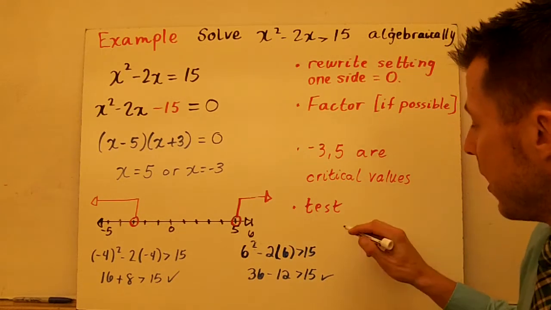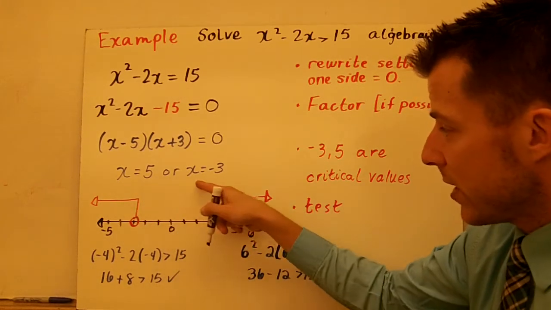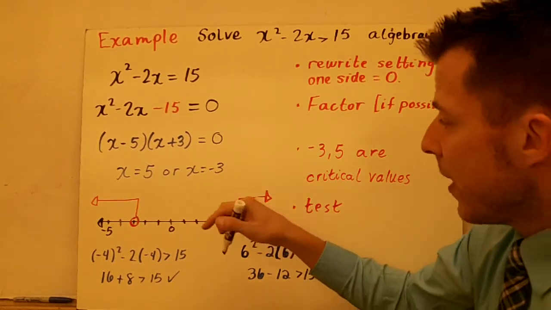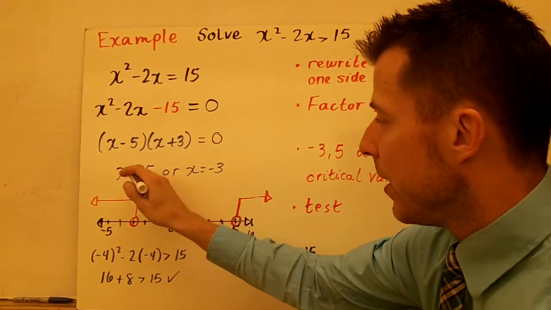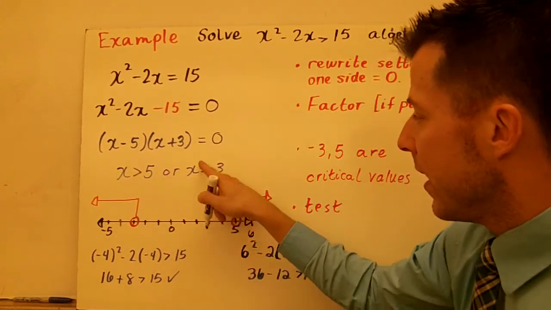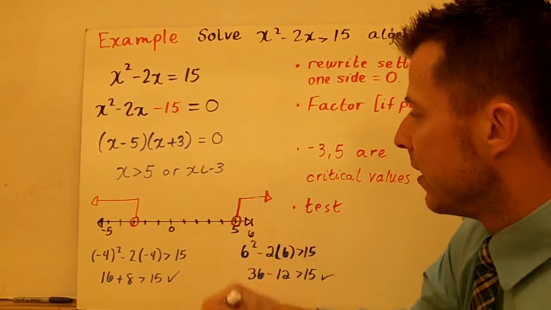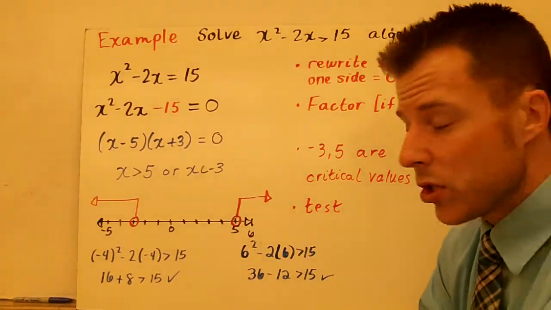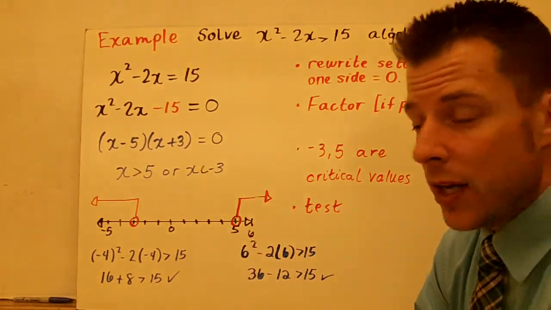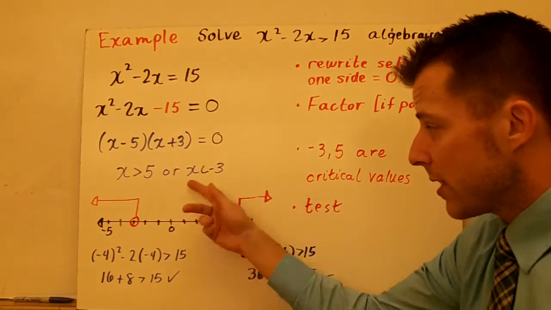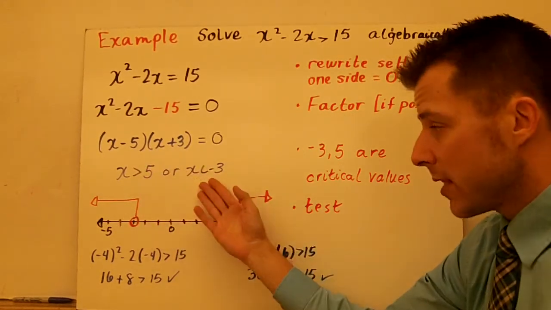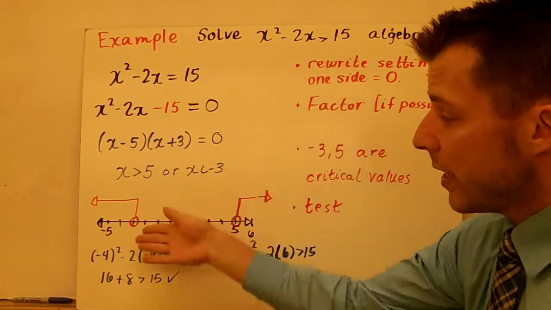You could say we have x equals 5 or x equals negative 3. That's for the equation. But what you could really say is x now would be greater than 5, and x is less than negative 3. That would be the solution set based on that inequality. So those are still critical values when you factor, but it's not equals this. X is not equal to 5 or x equals negative 3. They have to include that inequality.